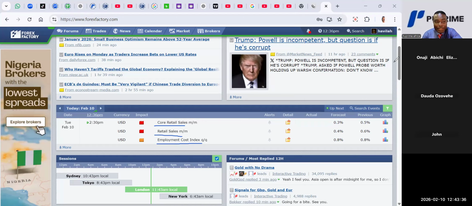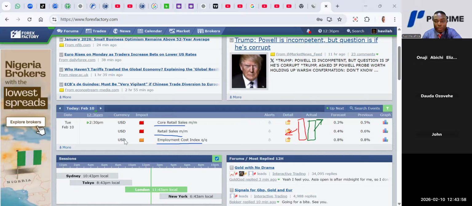Now, core retail sales and retail sales are very, very related. So there's a possibility the data may come out in the same direction. So if all data comes out good for the dollar, we will see a massive bullish movement on the United States dollar. And if all comes out bad for the dollar, we'll see a massive bearish movement on the dollar.